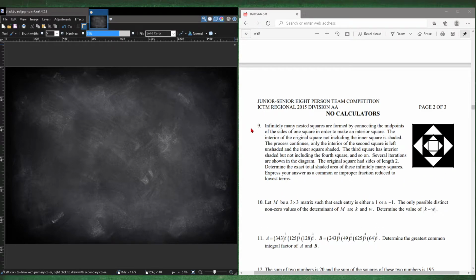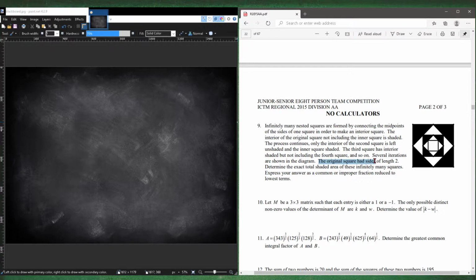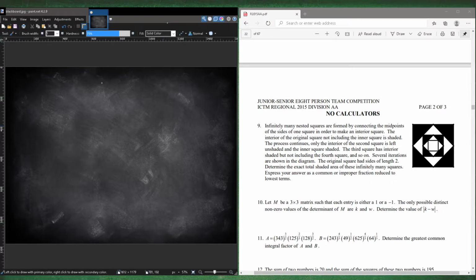So infinitely many nested squares are formed by connecting the midpoints of one side of one square in order to make an interior square. I'm not going to read the rest of this, but basically it's just this picture that they're describing. They connect the midpoint of each triangle, and then from that triangle they connect the midpoints of those, and then it goes on infinitely, and we need to find the area of the shaded region. They said in this sentence that the original square has length 2. So that means the area is 2 squared, which is 4. So the entire area of this big square is 4.